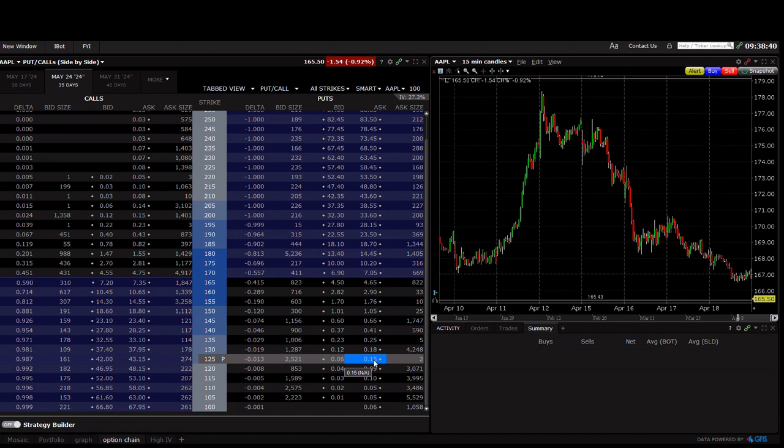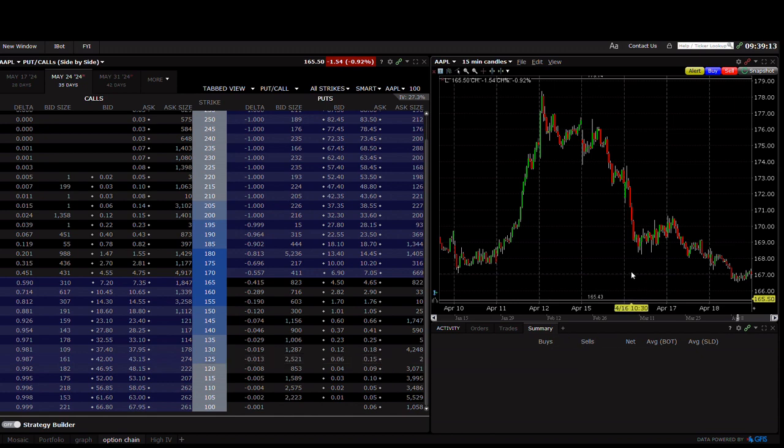One option contract represents 100 stocks. So if you buy this option for 15 cents, that means you need to pay $15. That means you get a protection for 100 of your shares. What does that mean? You are getting insurance. Think of this as insurance, that the price will not go below 125.